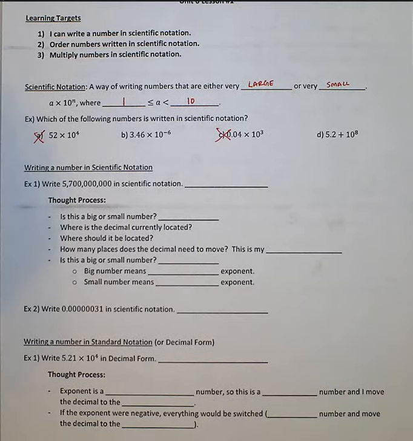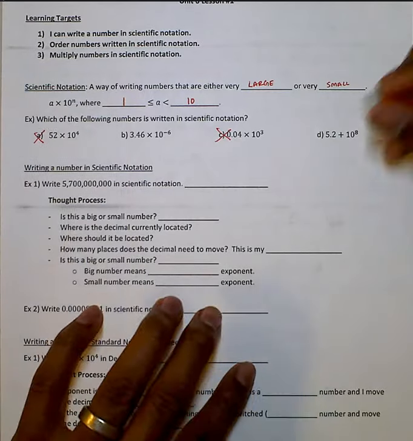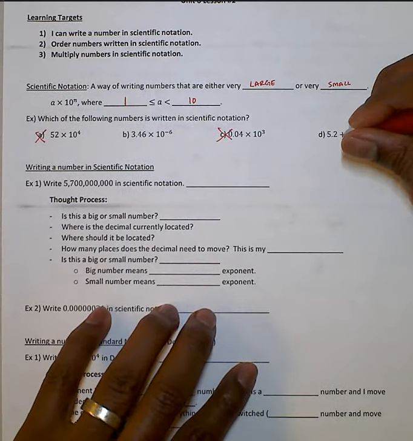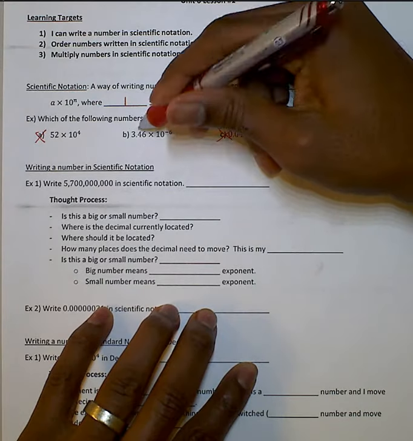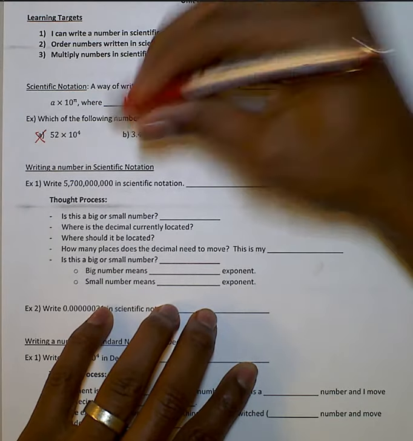The other thing to notice is that scientific notation is multiplication. D does not multiply, it is addition. So we know D is not it. Just because B is all that's left doesn't mean that it has to be right, so we're going to make sure it's multiplication and n is a whole number. Great, B does work.